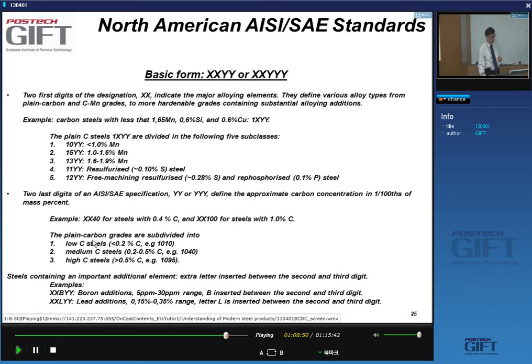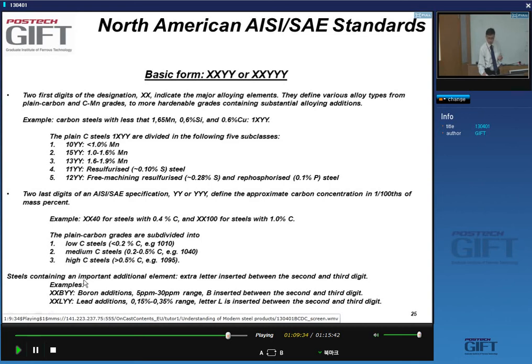Now, the plain carbon grades are also subdivided into low carbon steels, for instance, 10-10, less than 0.2 carbon. Medium carbon steels, 0.2 to 0.5. So for instance, 10-40, yes, is a medium carbon steel. And high carbon steel with more than 0.5% of carbon, for instance, 10-95, yes, is a low alloy in the sense that I have a low amount of manganese, but the amount of carbon can be very high.